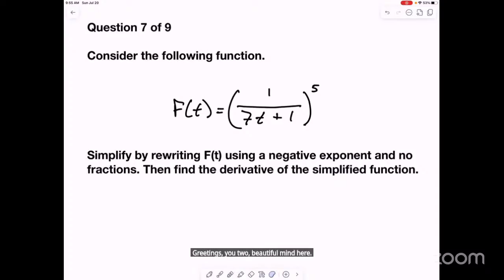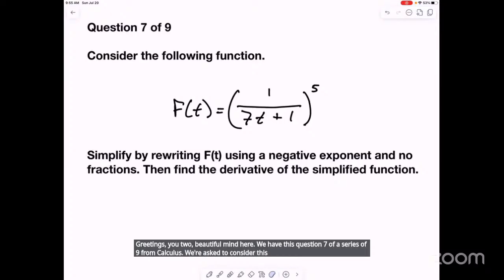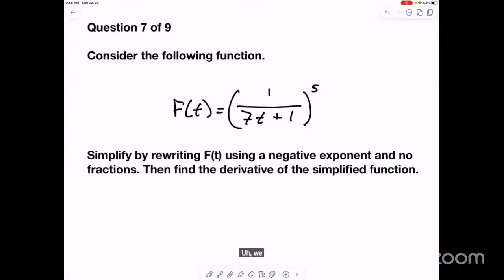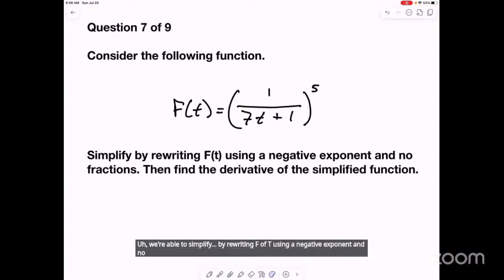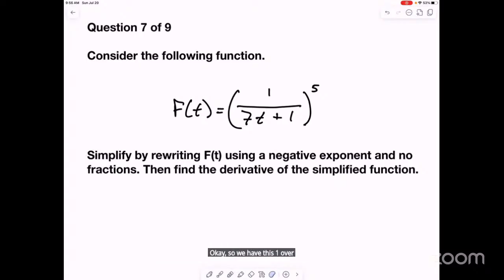We have question 7 of a series of 9 from calculus. We're asked to consider this function. We're asked to simplify by rewriting f of t using a negative exponent and no fractions, and then find the derivative of the simplified function. Okay, so we have this 1 over 7t plus 1. So we can rewrite that as 7t plus 1 quantity to the power of negative 1.